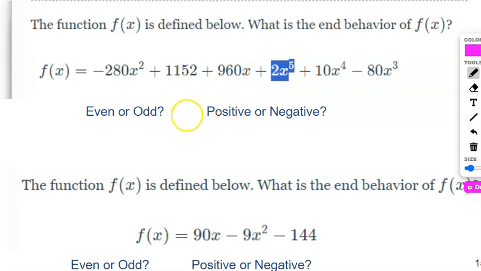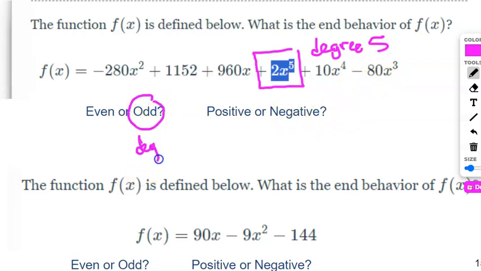Last slide. You just ask even or odd, positive or negative, but this time we don't have a picture. Out of this long function, the only one that matters is this one. Why? That's my degree. It's degree 5, the highest exponent. And 5 is an odd number, so it's odd. And that very same term is positive, so it's a positive and odd function. You can type it all in if you want to. Since it's positive, it'll go up on the right, and since it's odd, it'll go down on the left, because they got to go in opposite directions to be odd.